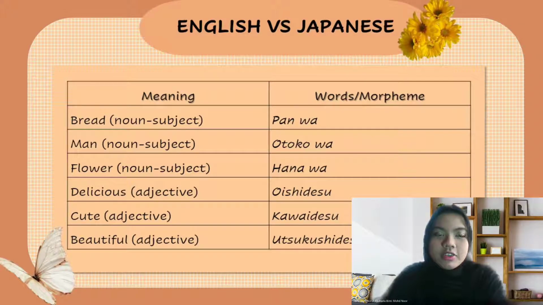So the first word is pan wa, meaning the bread, which is a noun subject. Next is otoko wa, meaning man, noun subject. Hana wa, meaning flower, also noun subject. The next is oishii desu, which means delicious. It is an adjective, followed by kawaii desu, meaning cute, also an adjective. And the last one is utsukushii desu, meaning beautiful, also an adjective.